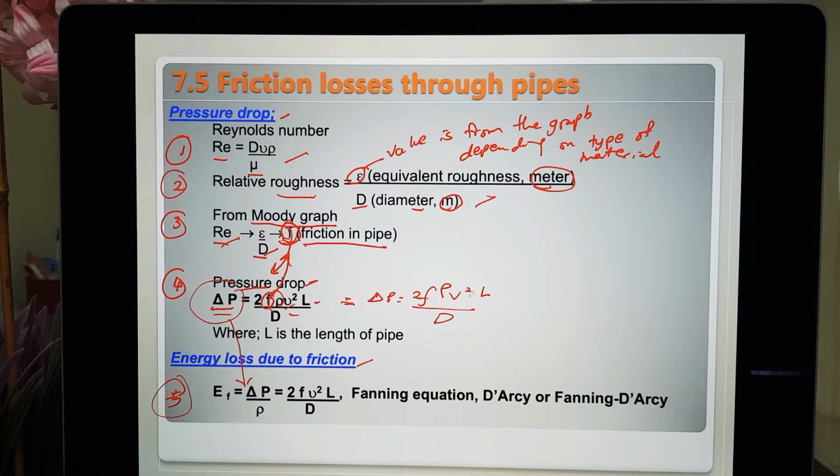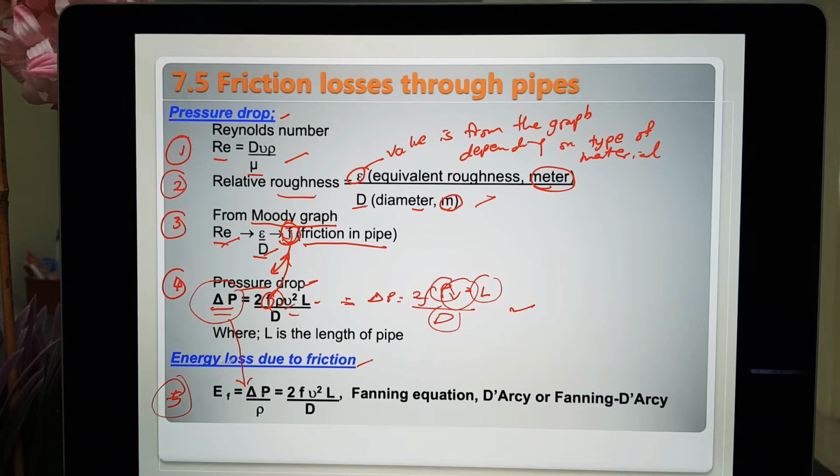Because in my previous experience, some of the students wrongly placed this L and D, or in terms of the V, it is not being squared, they are squaring the density. So it is important for you to know and to memorize the correct equation. This is the equation that you need to know in order to calculate the pressure drop.